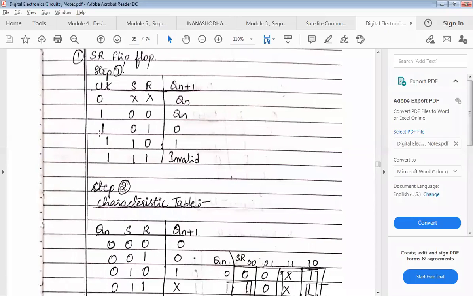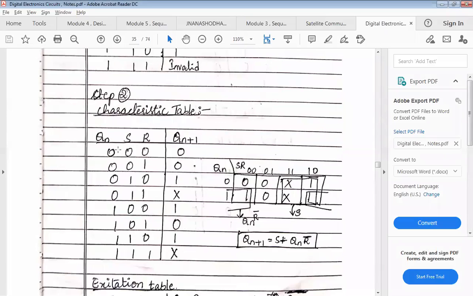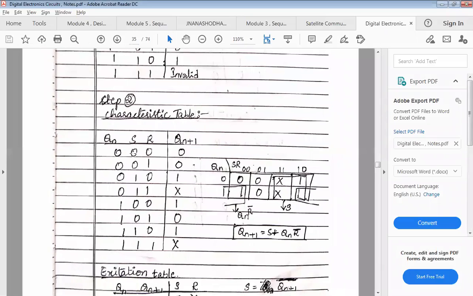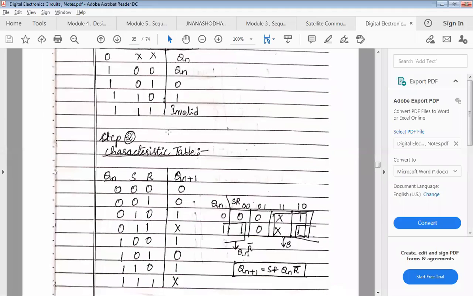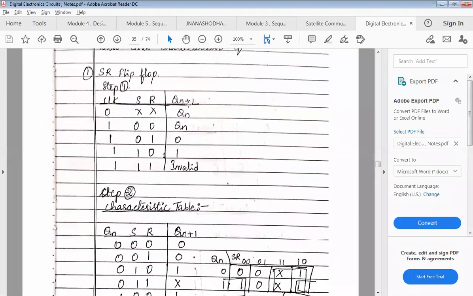So now we'll move on to the next one. This is the truth table. And now we will move on to something called the characteristic table. In the characteristic table, one bit will be added. Here I have given Qn plus 1. Qn plus 1 will remain the same, with R, S, and here I will have Qn. This clock I have mentioned here only for your reference.